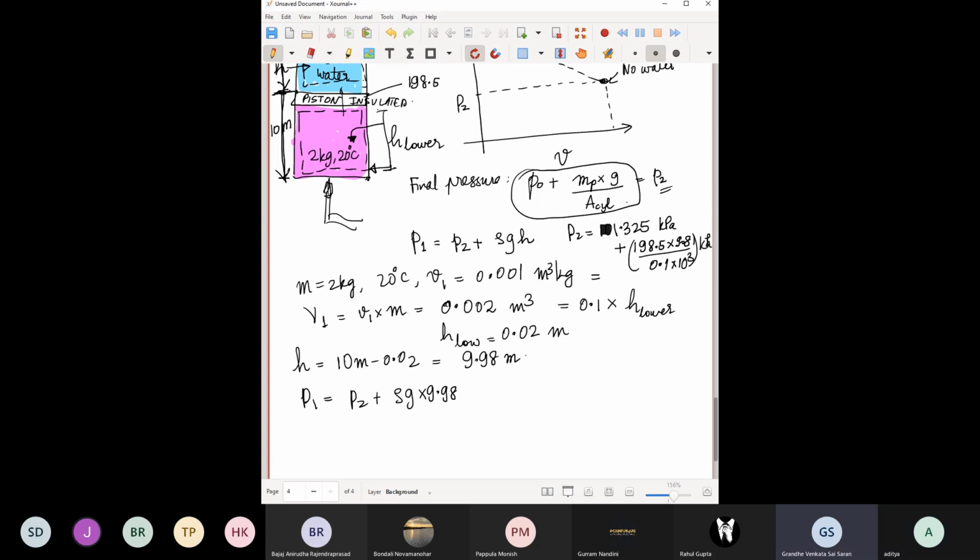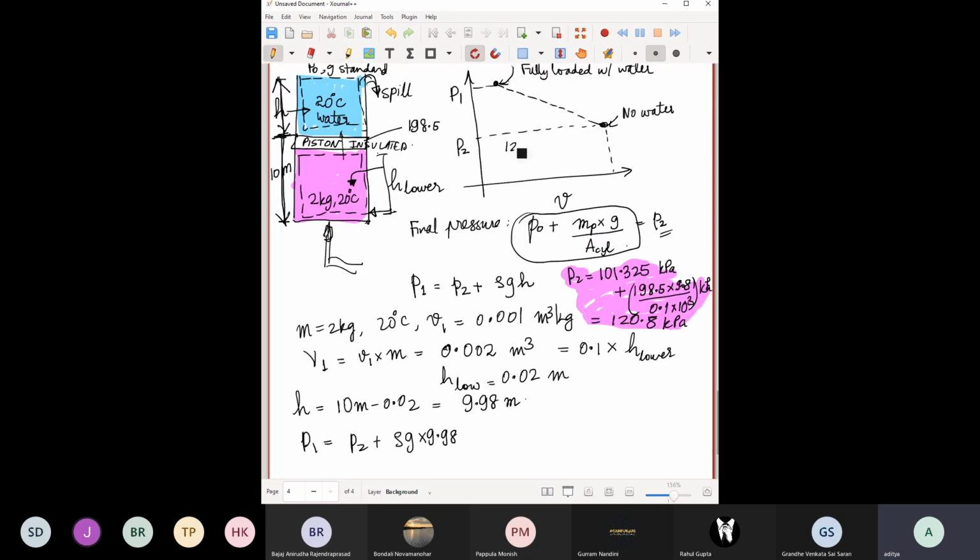Let me just put it in my calculator. It is 120.79, so let's keep it 120.8 kilopascal. This is one result that we have. This is the final pressure, 120.8 kilopascal. Okay, keep this in mind. So this over here is 120.8 kilopascal.